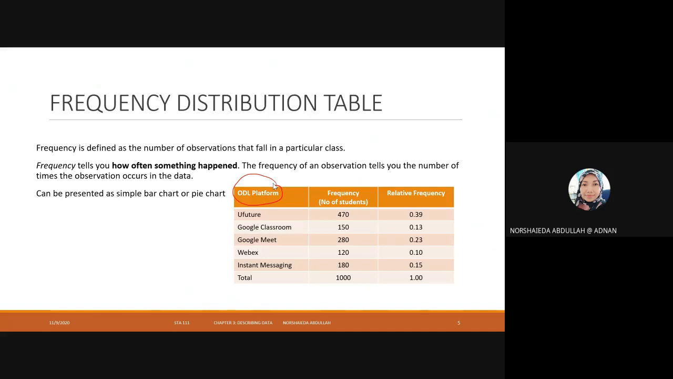For each category, we have identified the number of students who prefer that platform. The number of students is the frequency. For UFuture, we have 470 students who prefer UFuture, 150 students who prefer Google Classroom, 280 students who prefer Google Meet, and so on.